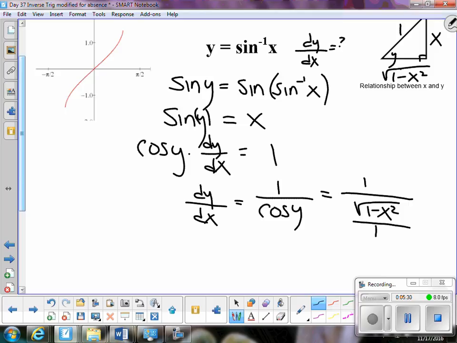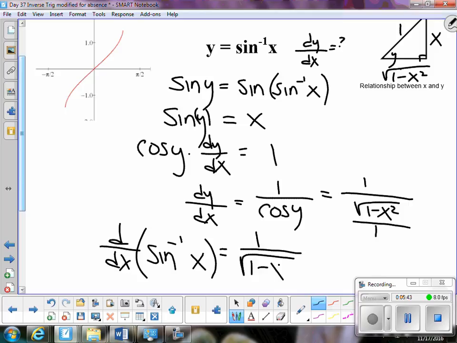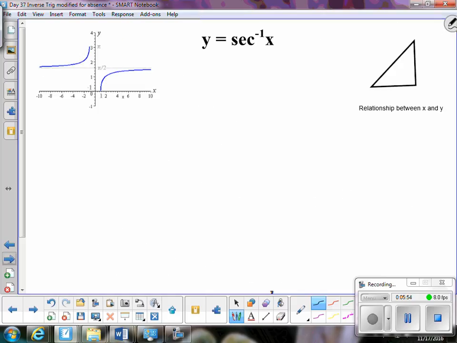So the derivative of the inverse sine, we use a little negative 1 there, right? Function notation, of x is equal to 1 over the square root of 1 minus x squared. That's formula number 1. There are basically only 3 different ones. The other 3 are just variations on these. Okay, moving on to number 2.